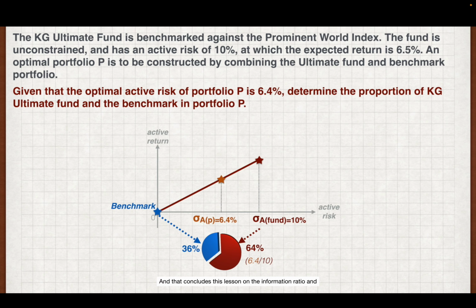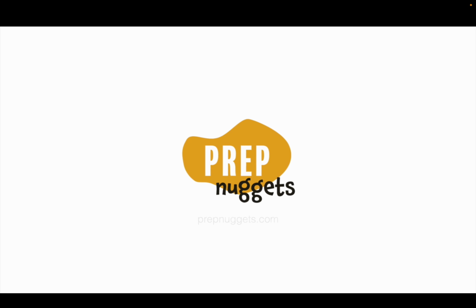And that concludes this lesson on the information ratio and its relationship to the Sharpe ratio. Next, we'll learn the fundamental laws of active management. See you again.